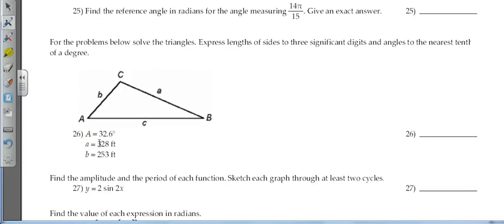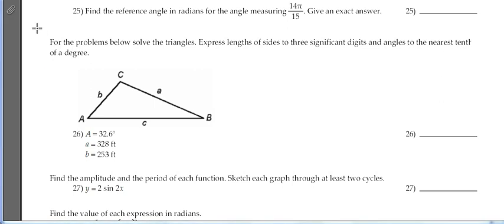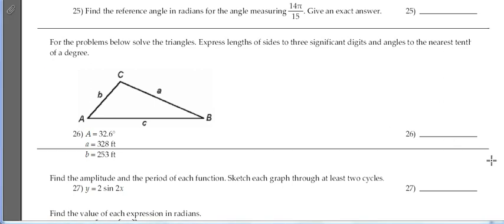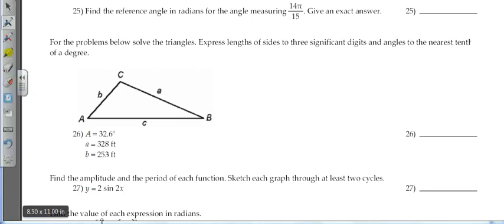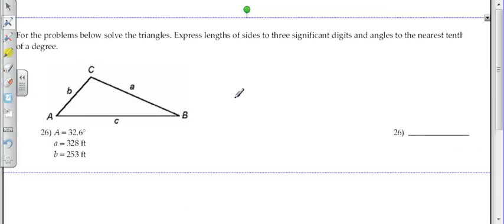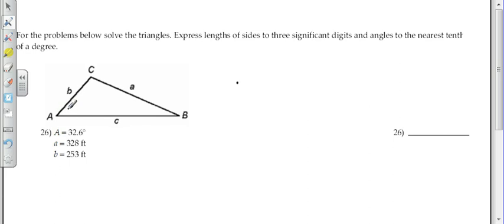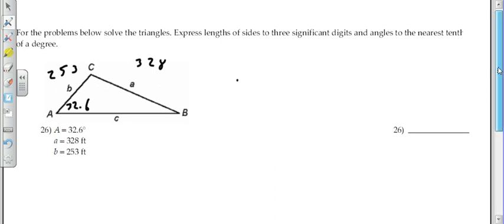Now this is probably a problem with more than one solution, either no solution at all or more than one. We fall into the category of it might be one of those types of problems. Okay, so this is 32.6 and A, 328 and B, 253. So it looks like we have a law of sines going on.